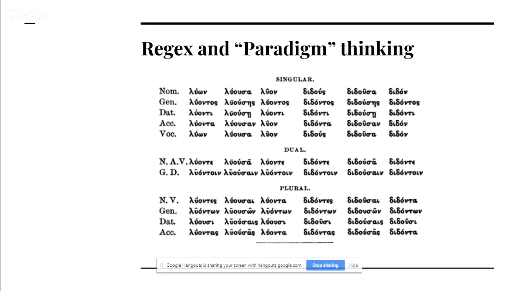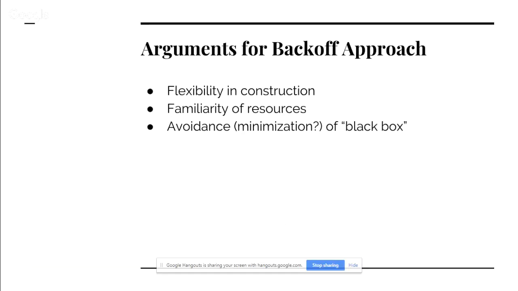I can just say look for the beginning of a word and we can just look for those endings, right? We're already used to thinking in paradigms and we don't want to throw out all of our philological training because we're starting to use computers. What we want to do is start marrying those two worlds together, right? So regex and paradigm thinking, when we combine them, make the tool more useful, more flexible, again, in better service of your work. We want to avoid, or at least minimize, black box thinking.